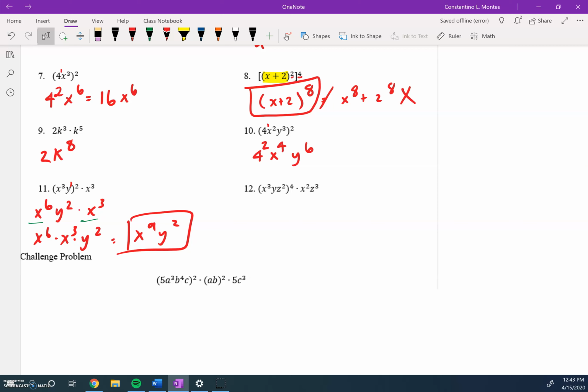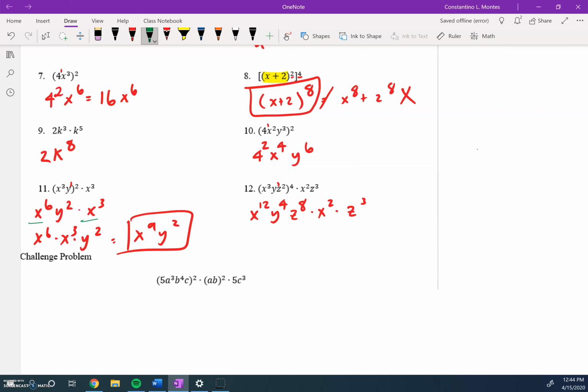Alright, number 12, a little bit more complicated. Just follow those rules. Again, we have a power to a power. We're going to take care of that first. I'm going to put a little 1 there on that y as far as the exponent. So I have x to the power of 3 times 4, which is 12. Y to the power of 1 times 4, which is 4. Z, I always cross my z so they don't look like 2's. Z to the power of 2 times 4, which is going to be 8. Times x squared times z cubed.